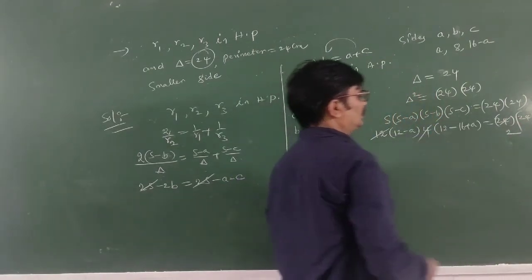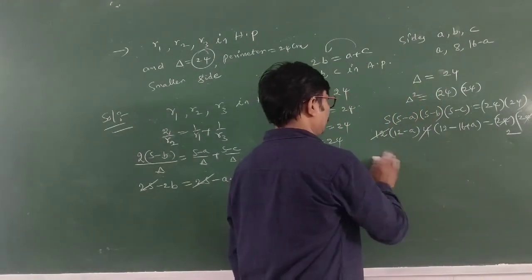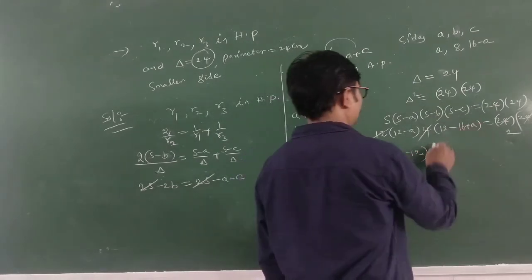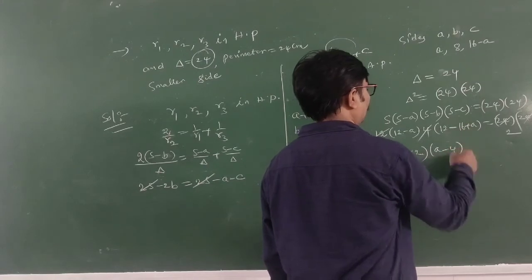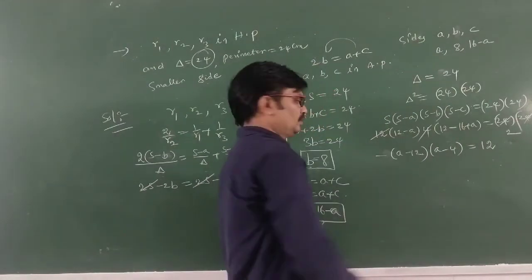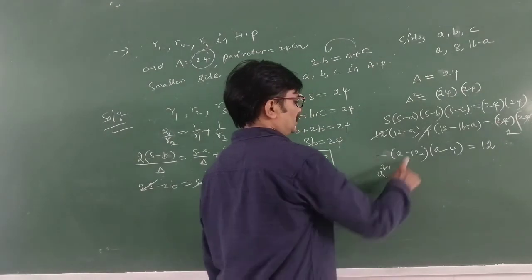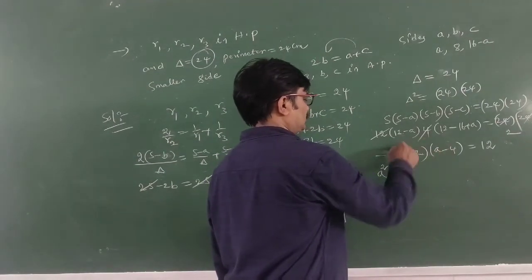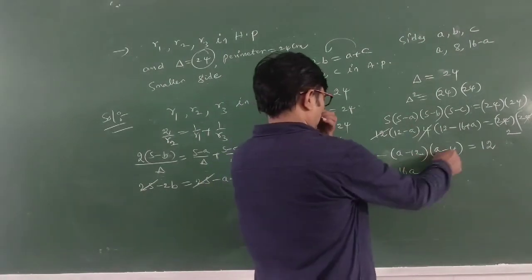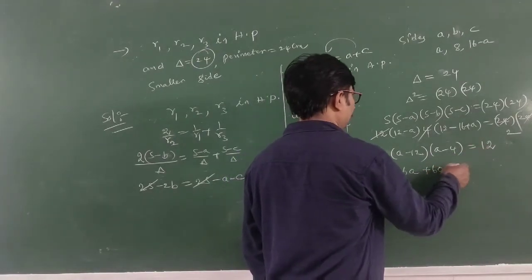After that, 4 into 12, 4 into 6. So this is the students, 12 minus is the common, a minus 12. This is the students, a minus 4 equal to 2 into 6 into 12. So these are all sending to the other side. Minus is the plus. a into a square, minus 12a minus 4a minus 16a. This is what, students? 12 into 4 is 48. 48 plus 12, this is 60.